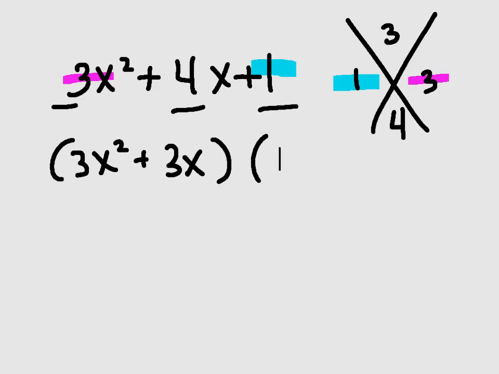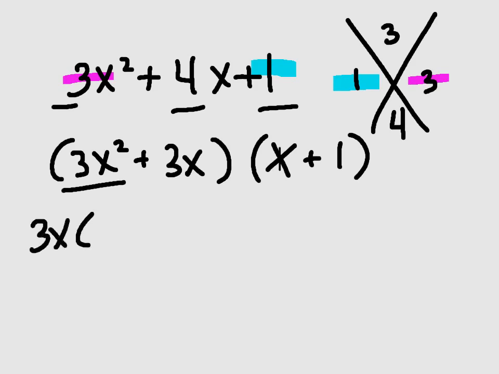So we'll have 1, or we'll just have x, because we can assume that the 1 in front of it is imaginary, plus 1. Now what we're going to do is factor out the greatest common factor, or the binomial, that will make this work. So here, we're going to take out the biggest factor of 3x squared and 3x, which is 3. So we'll take out 3x.